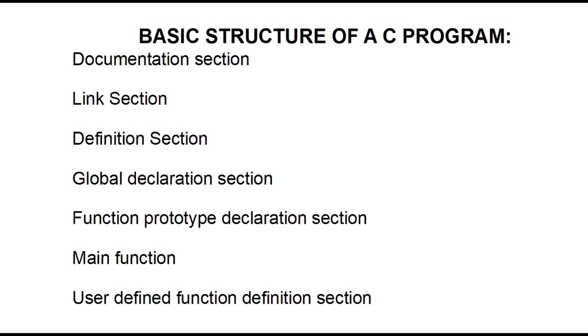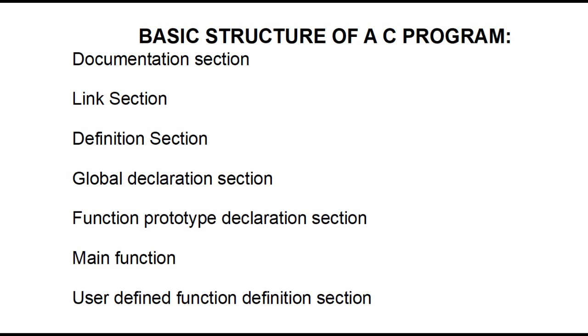Next is the global declaration section. This part of the code is the part where global variables are declared. All the global variables used are declared in this part. The user-defined functions are also declared in this part of the code.